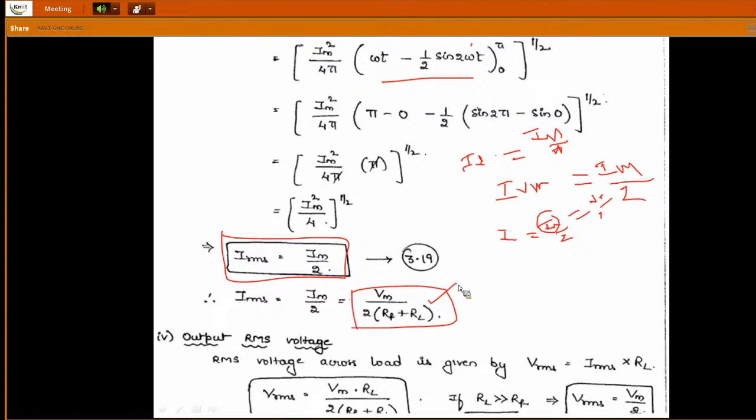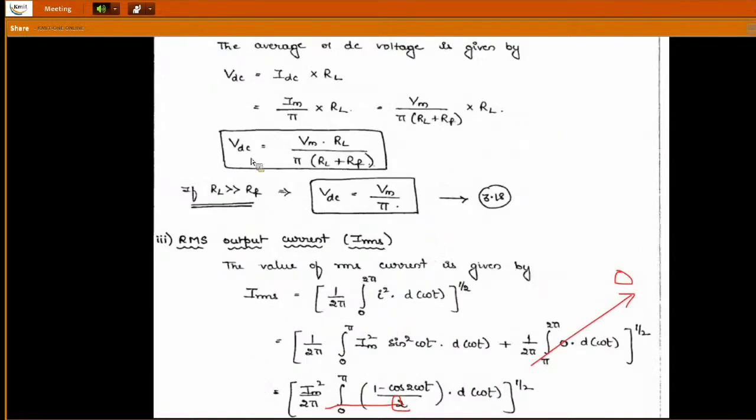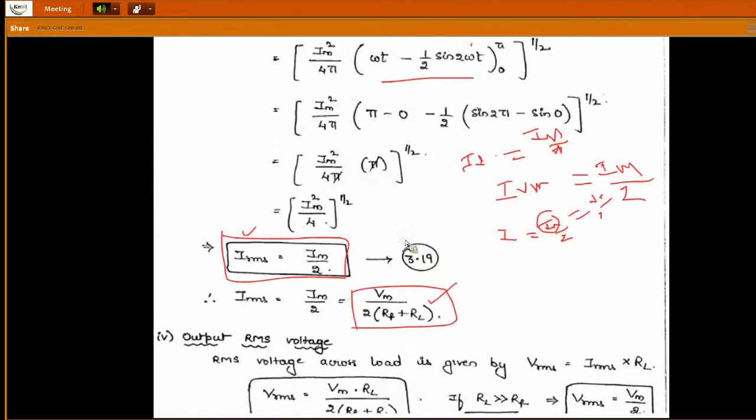The next one: what is the output RMS voltage? This is the RMS current. Like previously, after calculating IDC as Im by pi, we calculated the output DC voltage: V is equal to IDC into RL. Here also we calculated the RMS current first, then we go for the RMS voltage. How do we calculate it? V is equal to I into R. So VRMS is equal to IRMS into RL. This is a simple expression.